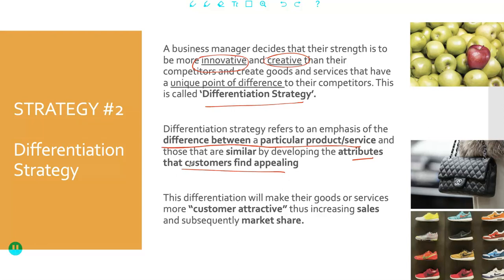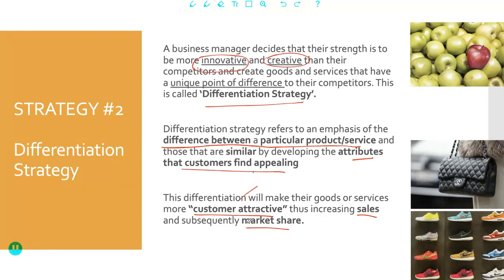So hopefully, if we differentiate and find ways to make our goods different and more appealing, they will become more attractive to customers. And this will result in sales and market share increasing. So if I asked you which brand has the best handbags or which shoe brand is the best, you're all going to have different opinions. But generally, it's because you think that business has differentiated.